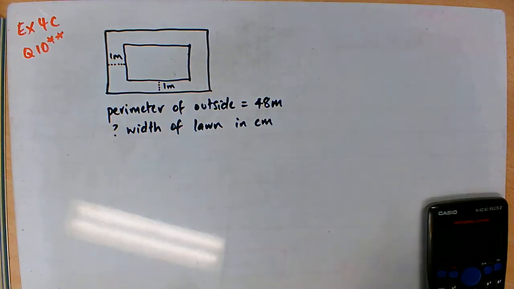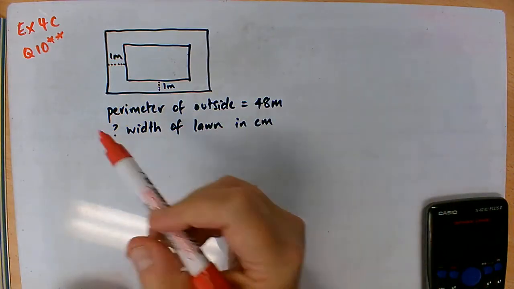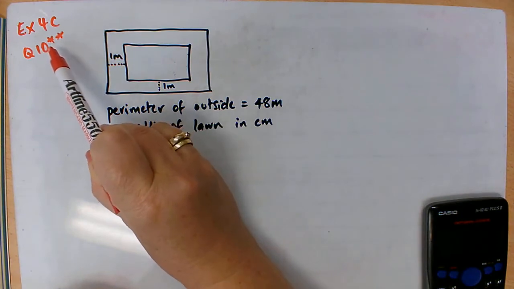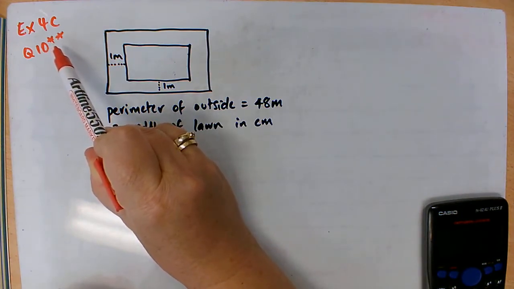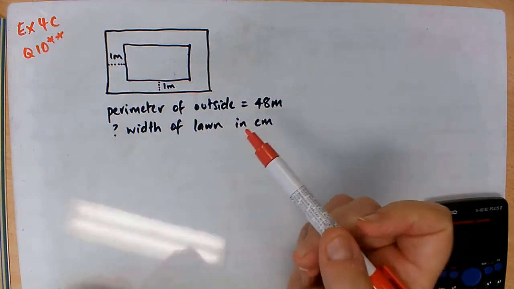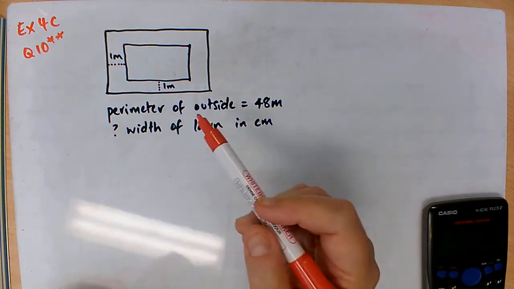We're going to do exercise 4C question 10. Now it's rated in your notebook with 2 asterisks, which is telling us it's the complex unfamiliar, so a purple question. Okay, so a rectangular lawn.